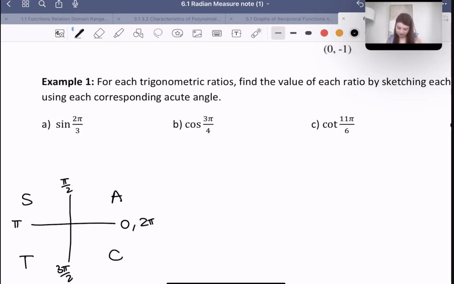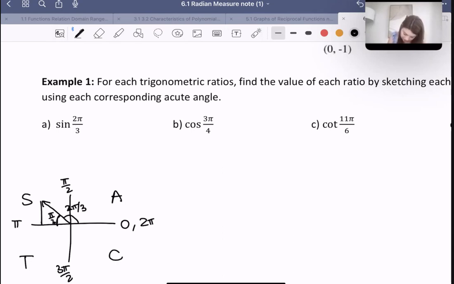Now we have sine of 2 pi over 3. Well, let's see. That is going to be in quadrant 2 because 2 pi over 3 is larger than pi over 2, but it's smaller than pi. So it's going to be like this. 2 pi over 3, like that. And then how much do we have left? We just have pi over 3 left.